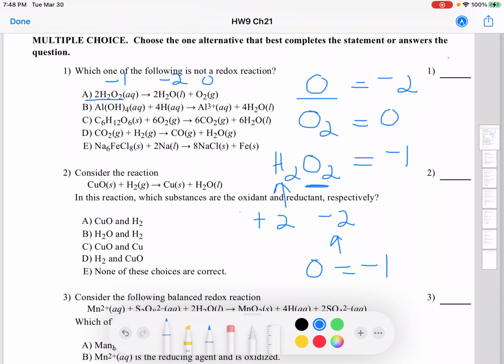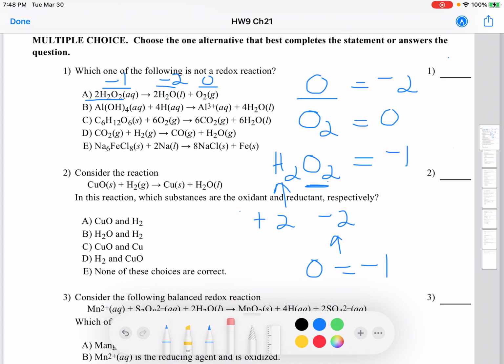So the oxidation number for oxygen changes from -1 to -2 and 0. The hydrogen peroxide is going to be the reducing agent as well as the oxidizing agent. So oxygen undergoes both oxidation and reduction. So that is a redox reaction.